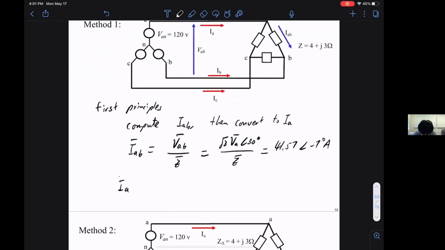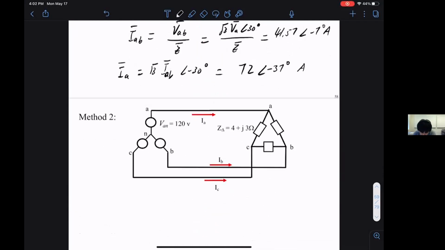Then IA is √3 IAB angle -30 degrees. You plug everything in. This is 72 angle -37 degrees amps. So this is the first principle way of doing this. As you match phase to phase, line to line current, you just compute everything, and you see that you can convert from line to phase by a factor of √3 and angle 30 degrees.